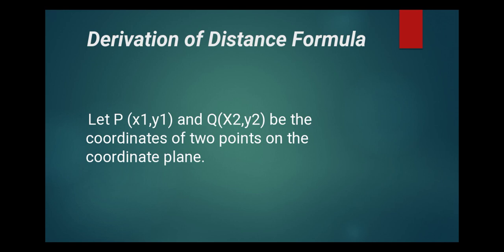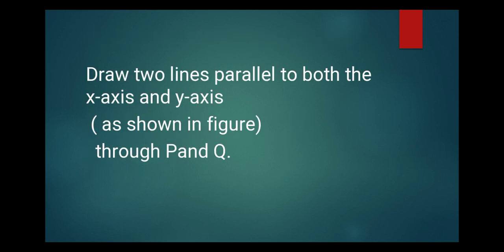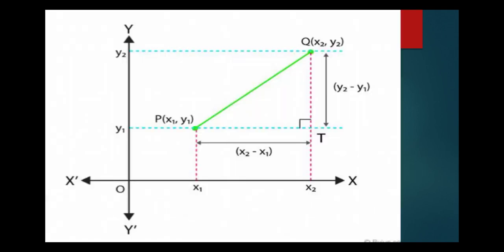In this video lecture, we will do the derivation of the distance formula. Let P(x1, y1) and Q(x2, y2) be the coordinates of two points on the coordinate plane. Draw two lines parallel to both the x-axis and y-axis, as shown in the figure, through P and Q.